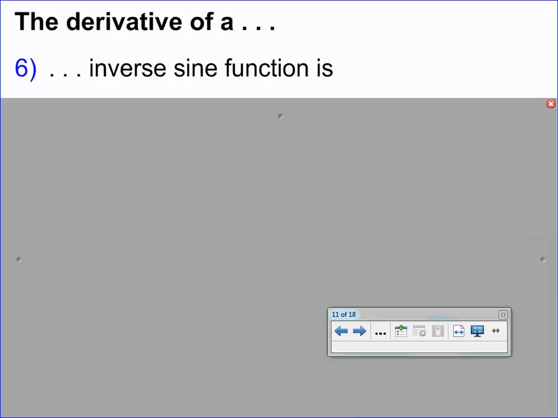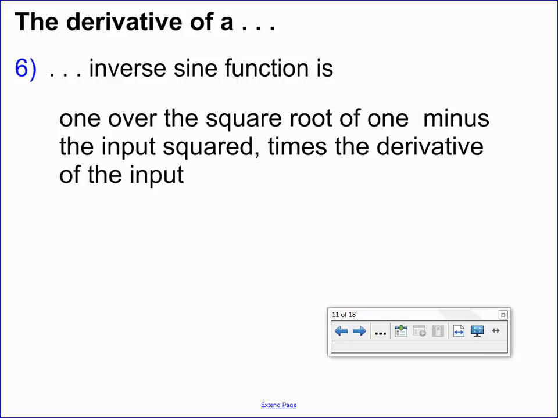The derivative of the inverse sine function is 1 over the square root of 1 minus the input squared, closed radical, then times the derivative of the input on top. So the derivative of inverse sine function is 1 over the square root of 1 minus the input squared times the derivative of the input. We saw that in Bellwork too.